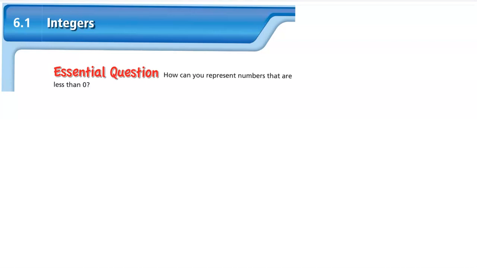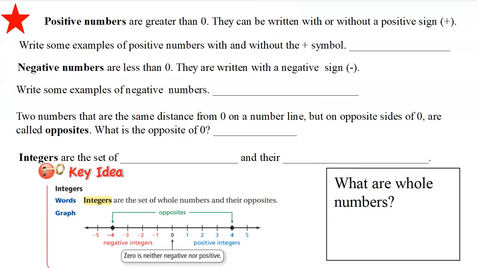Hello, today's lesson is on 6.1 integers in the Big Ideas Math textbook. And the essential question is, how can you represent numbers that are less than 0? So let's go ahead and look at some of what we're going to fill into the notes.